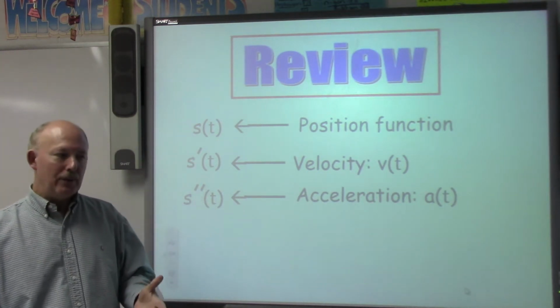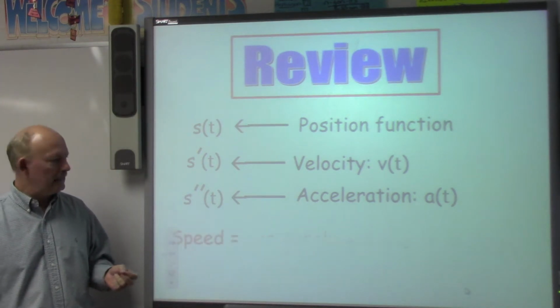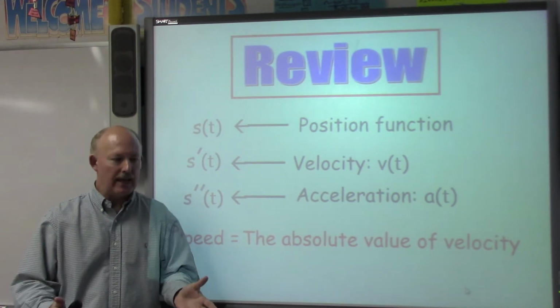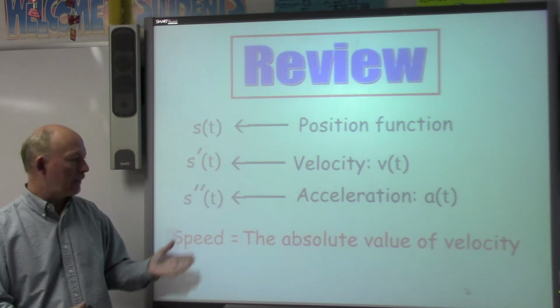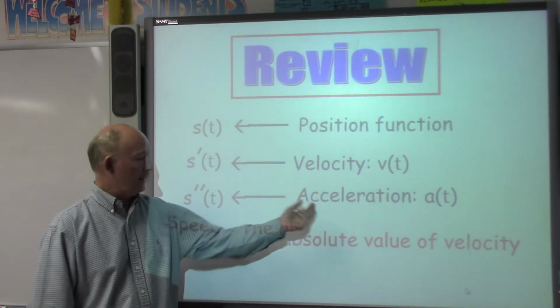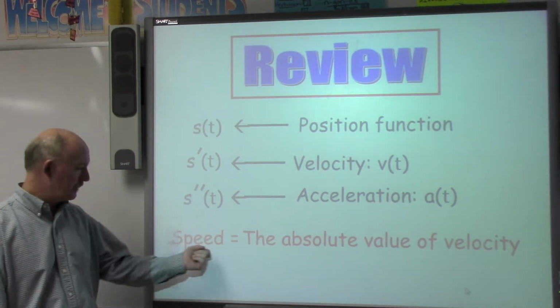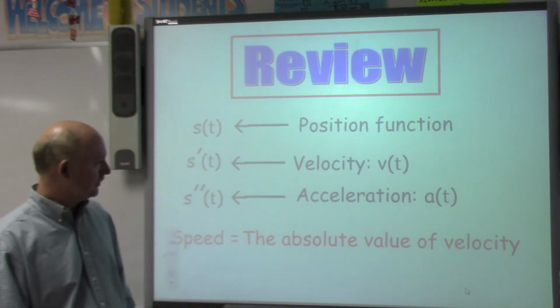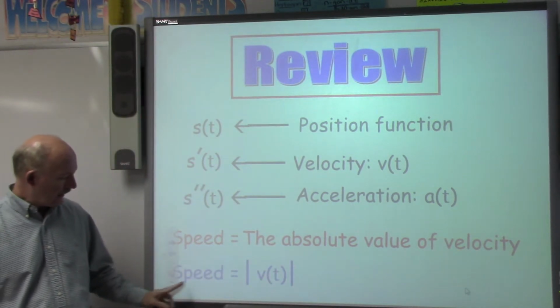Another thing we need to remember about velocity acceleration is speed. Speed is the absolute value of velocity, so speed can't be negative. Velocity can be positive or negative depending upon whether a particle is moving to the left or to the right, or up or down, so depending on the direction. But for speed, direction doesn't matter. Speed is simply the absolute value of velocity. So you can see this here.